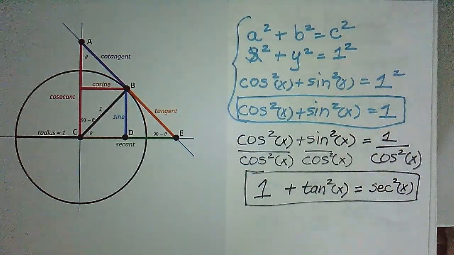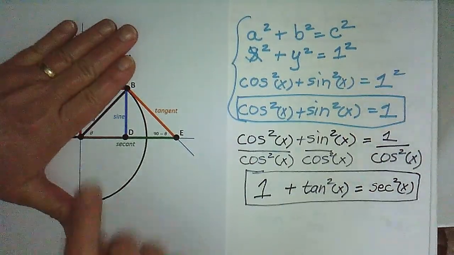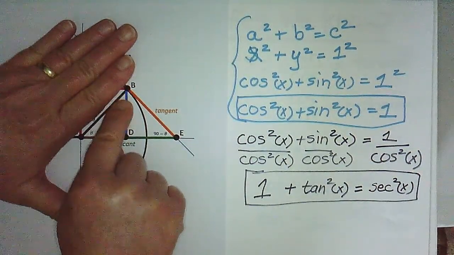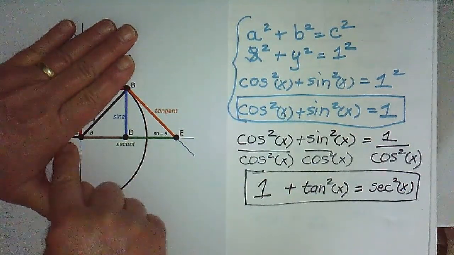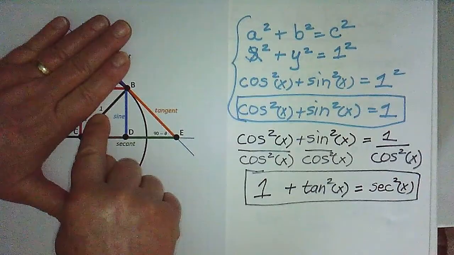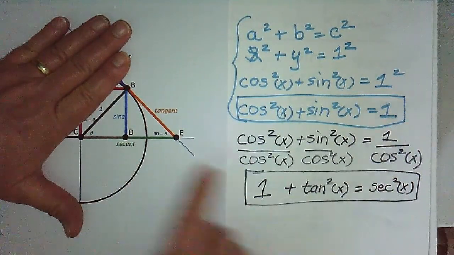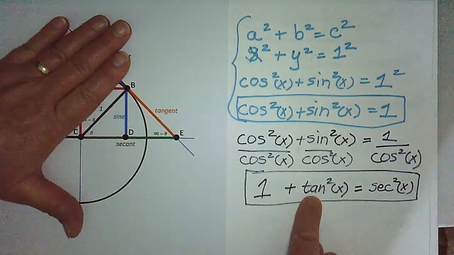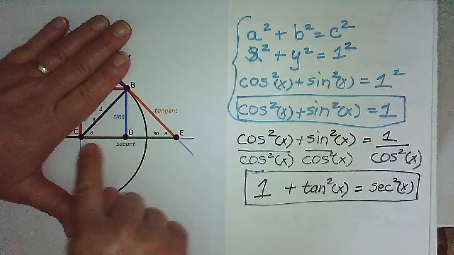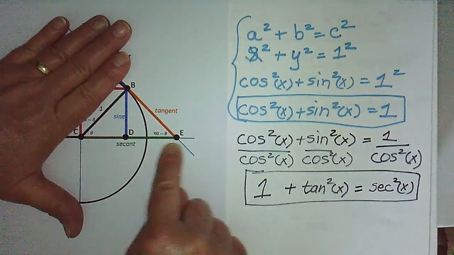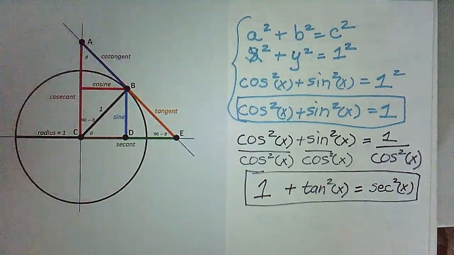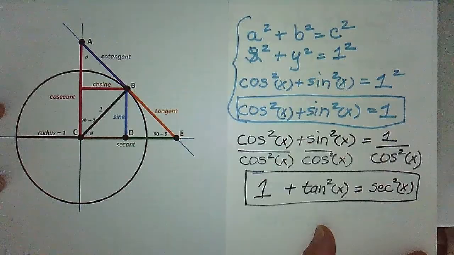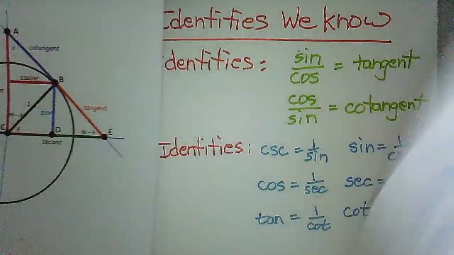Now check this out, because this is really cool. See that triangle? This is a right triangle. Here's the right angle, right there. Here's the hypotenuse. 1 plus tangent squared of x equals the secant squared of x. So cool. And here's our next Pythagorean identity.